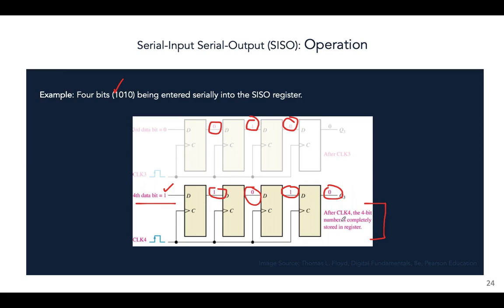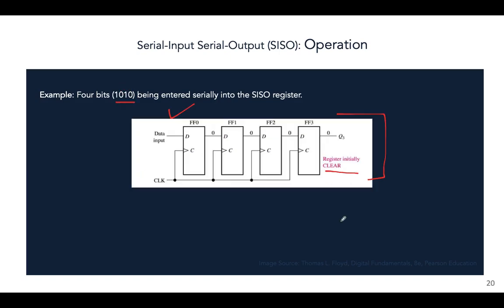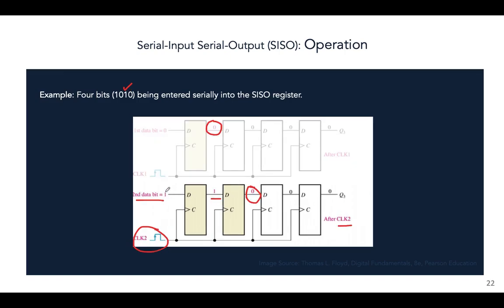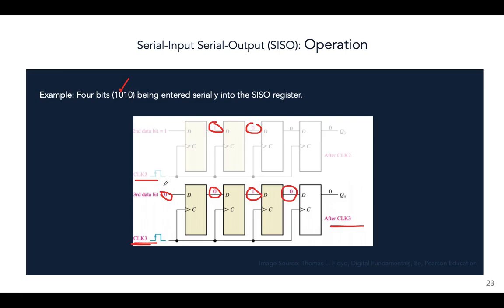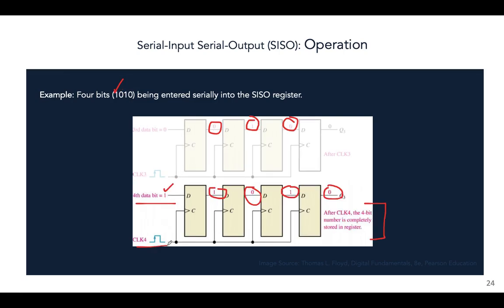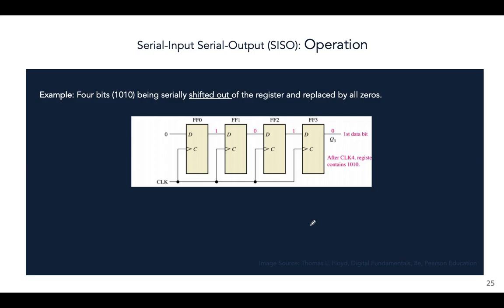So far, we have only seen how the data is entered into the register and stored. So how many clock pulses did you require to store a 4-bit number in a 4-bit register? 4 clock pulses. At the first clock pulse, the first bit goes in. At the second clock pulse, the second bit goes in. At the third clock pulse, the third bit goes in. After the fourth one, the fourth bit goes in. If you had a larger register and a larger number, that's how many clock pulses you would have required.